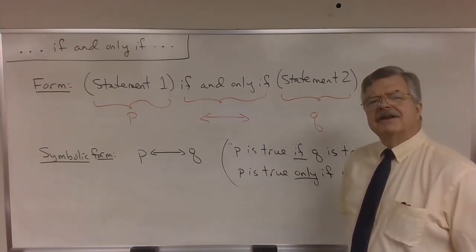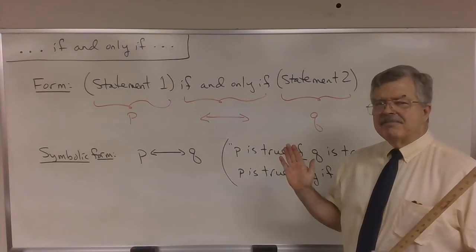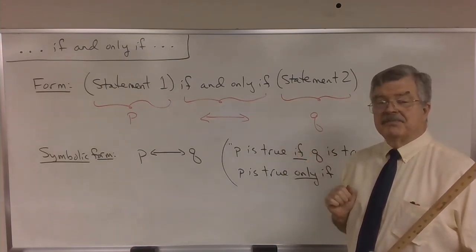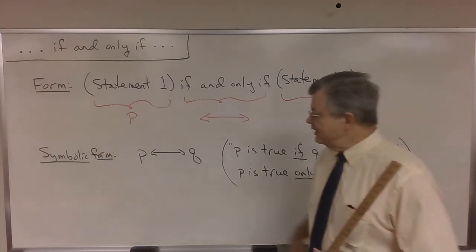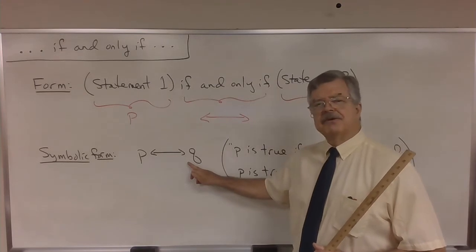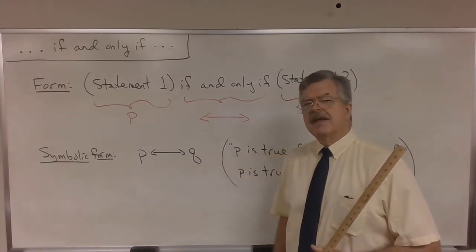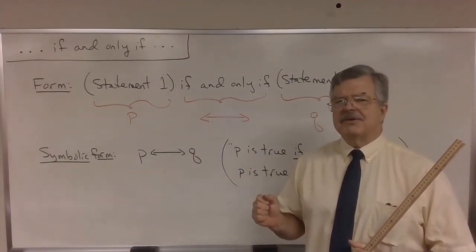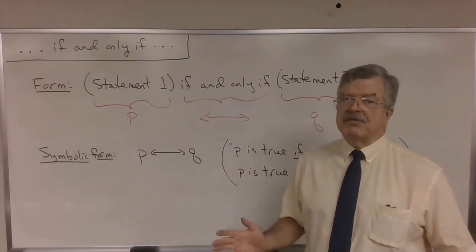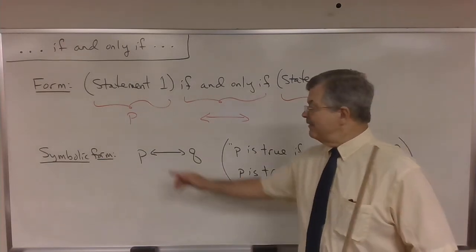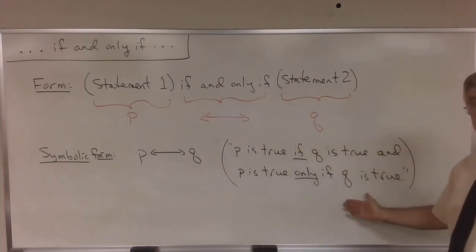Now before, in the conditional statement, the arrow just went from P to Q, which meant that if P was true, then Q was true. Well, the arrow goes both ways here. So what that means is, if P is true, then Q is true. And if Q is true, then P is true. In other words, if one of them's true, they both have to be true. If one of them's false, they both have to be false. We can't have one of these things being true and the other one being false without making the entire statement false.